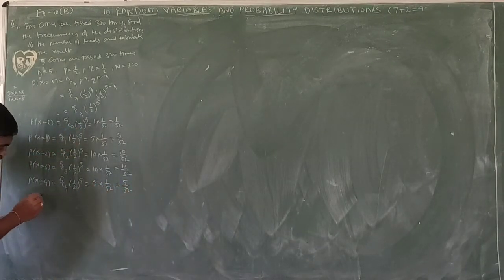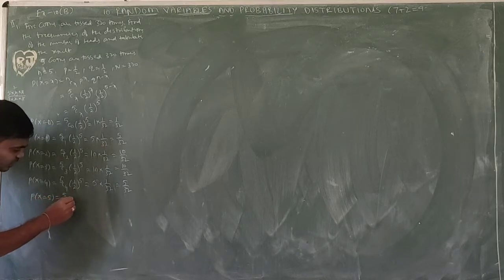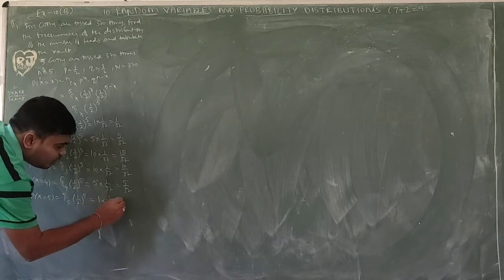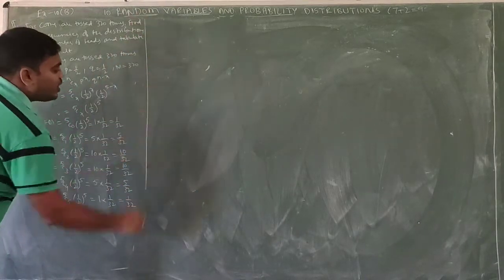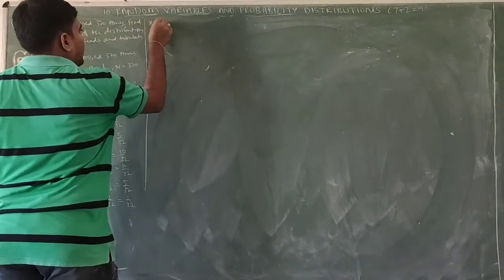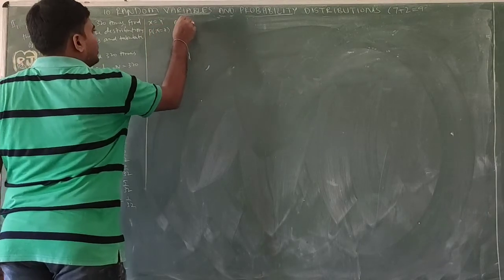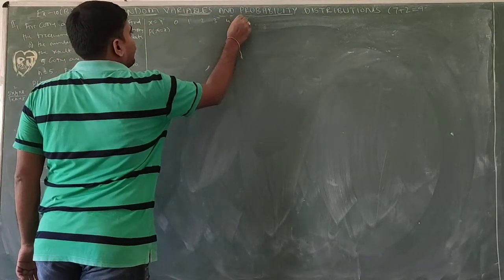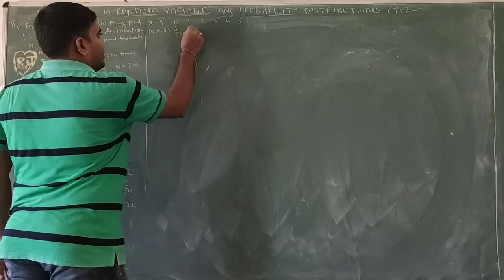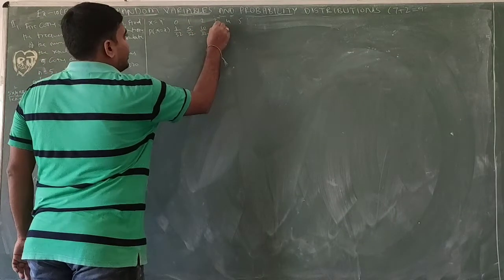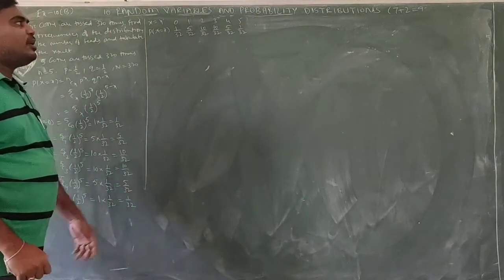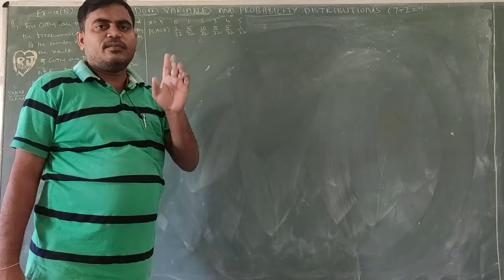Next, P of x equal to 5: 5 C 5 (1 by 2) power 5. 5 C 5 value is 1, so 1 by 32. Now I want to write the distribution table. For x equal to 0, 1, 2, 3, 4, 5, the probabilities are 1 by 32, 5 by 32, 10 by 32, 10 by 32, 5 by 32, 1 by 32. If we add all these probabilities, we will get 1.